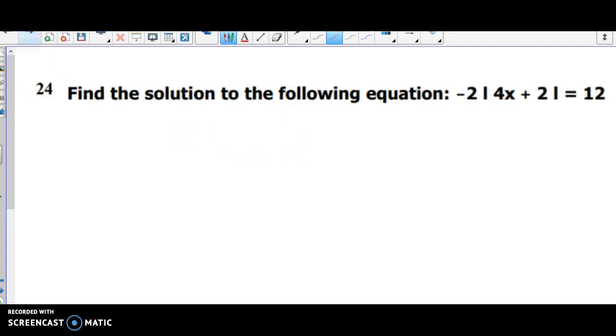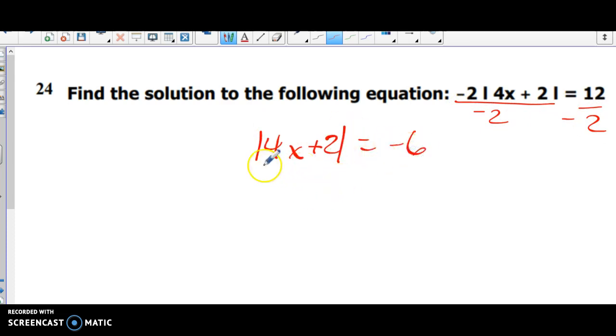And the last one, let's graph this one. I'll give you a hint. Look at this one. If I divide by -2 on both sides, I get absolute value of 4x plus 2 equals -6. Can you take the absolute value and have a negative number? No, never. So this one should be no solutions.